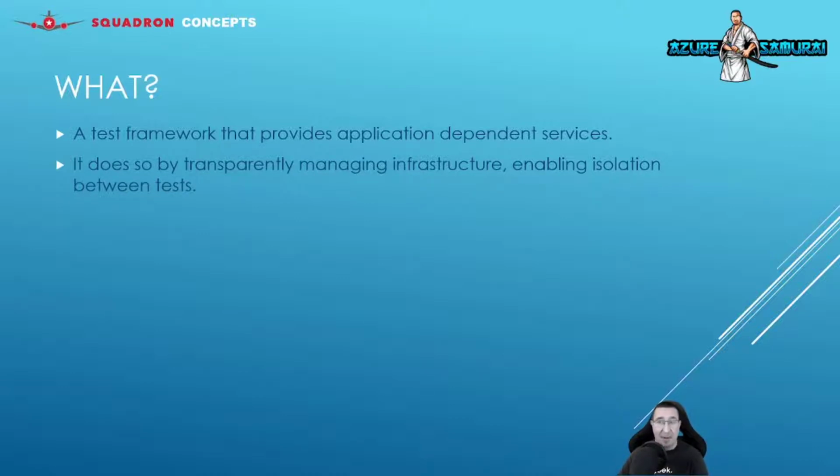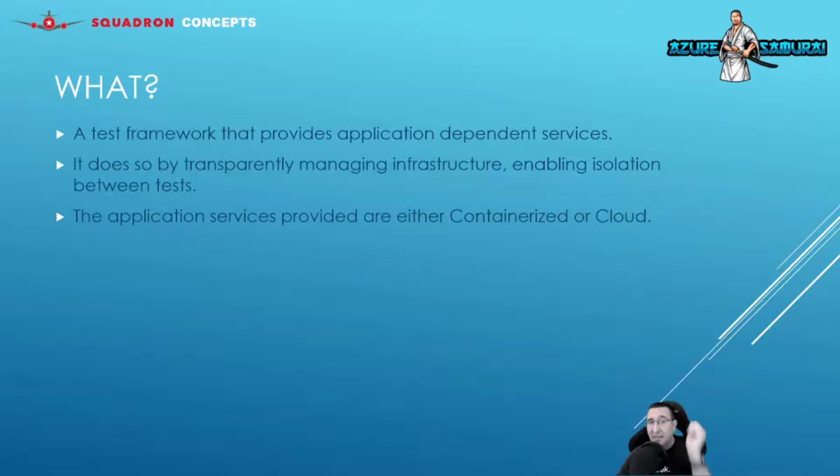The application services provided are either containers or cloud. But the main goal is to have them as containers. Why? Because this happens really fast. It happens on your computer or on your build server, so it's mostly about speed. And cloud, well, you have to go to the cloud and come back, and that's essentially the real service. So it's not really mocking, and depending on what you do, it can cost some money.